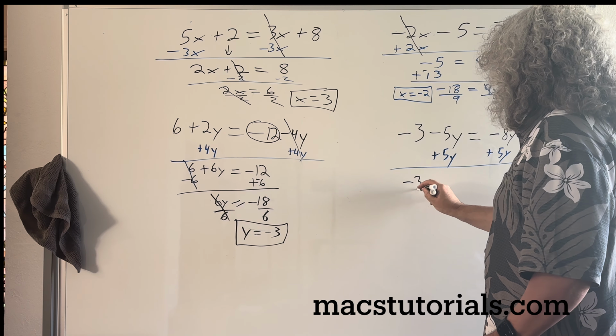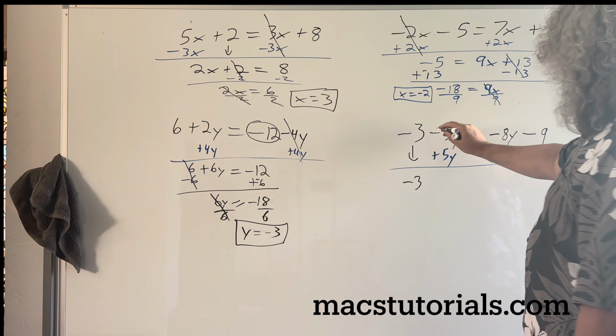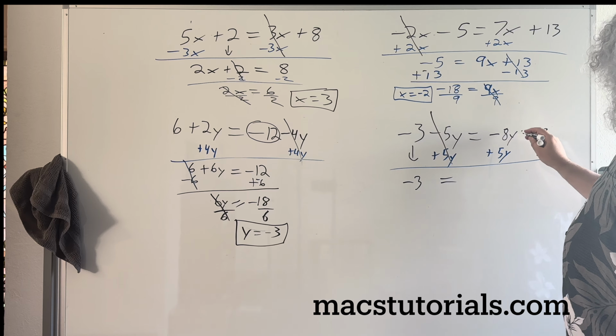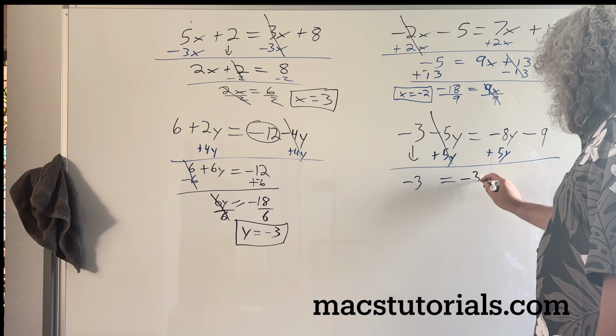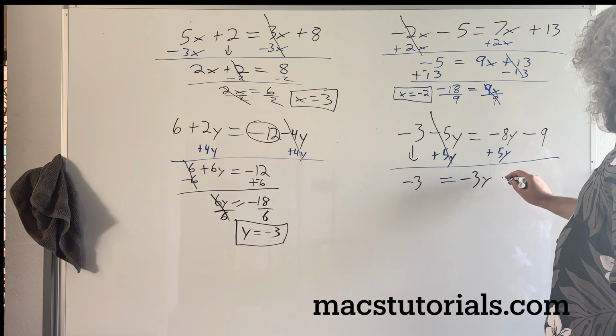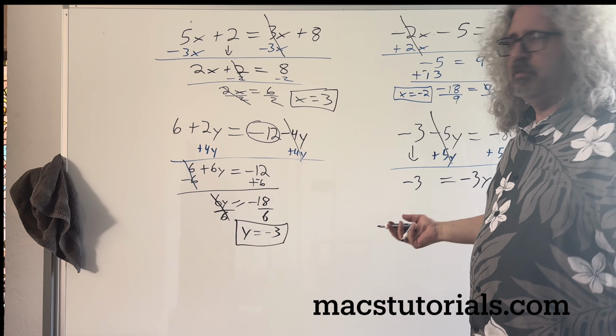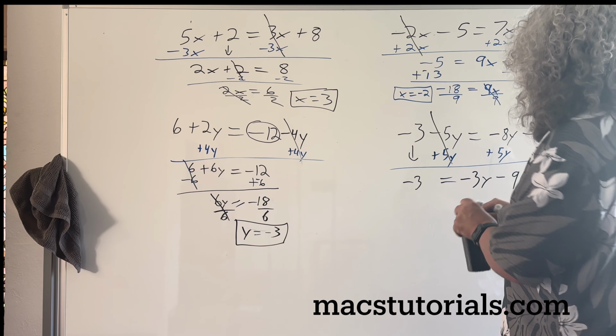Negative 3, because I just dropped him down. Gone. Negative 5 plus 5, boom, die. Now, negative 8 plus 5 gives me a negative 3y. I'm just going to copy down the negative 9. Now I'm just back to a two-step problem, which we've been doing. You guys know how to do this.